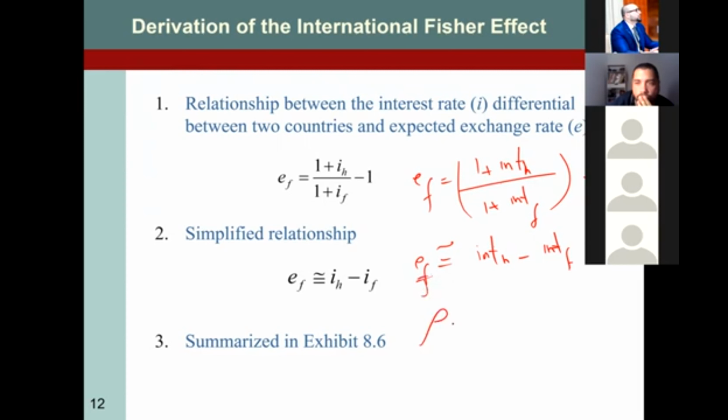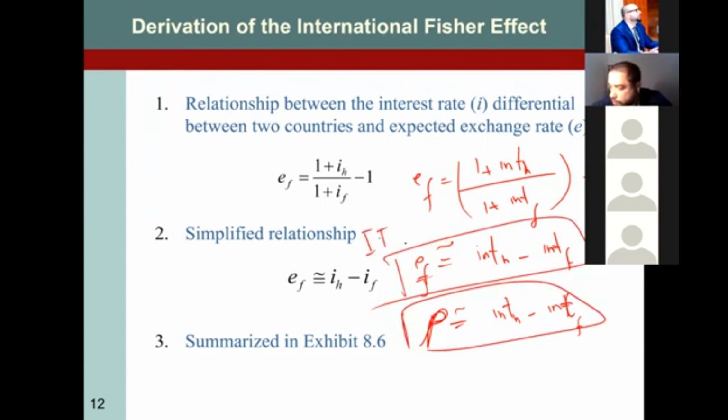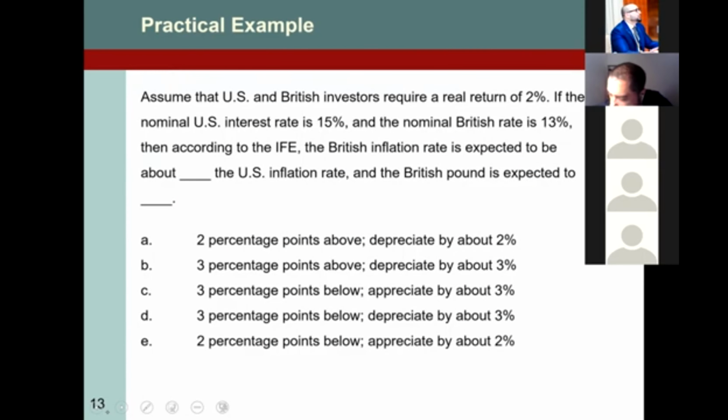So the interest rate parity says this is the forward premium, which is equal to home interest rate minus foreign interest rate, right? So this IFE, international Fisher effect, provides a counter argument to the interest rate parity. It says if the interest rate in one country is higher, it means in that country inflation is higher. And where the inflation is higher, that country's exchange rate must depreciate or decrease. Right? So if you understand, now let's talk about the concept checkers and practical examples.